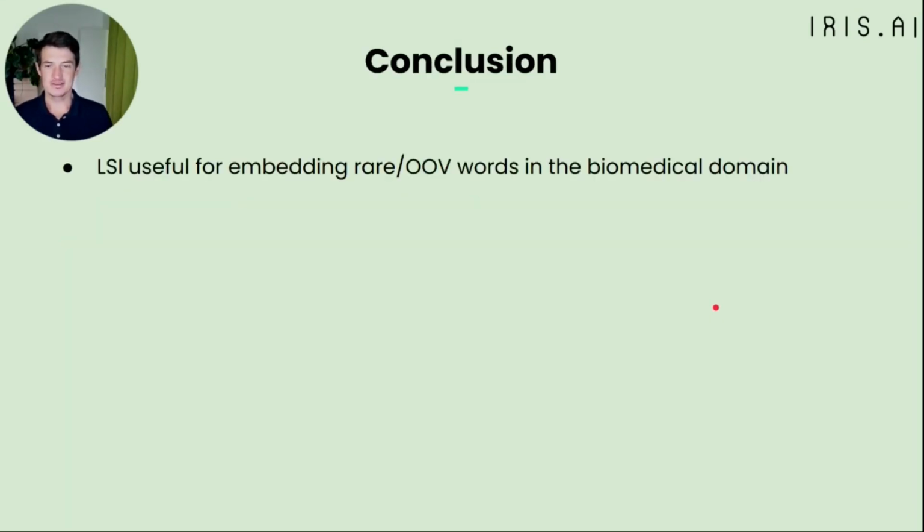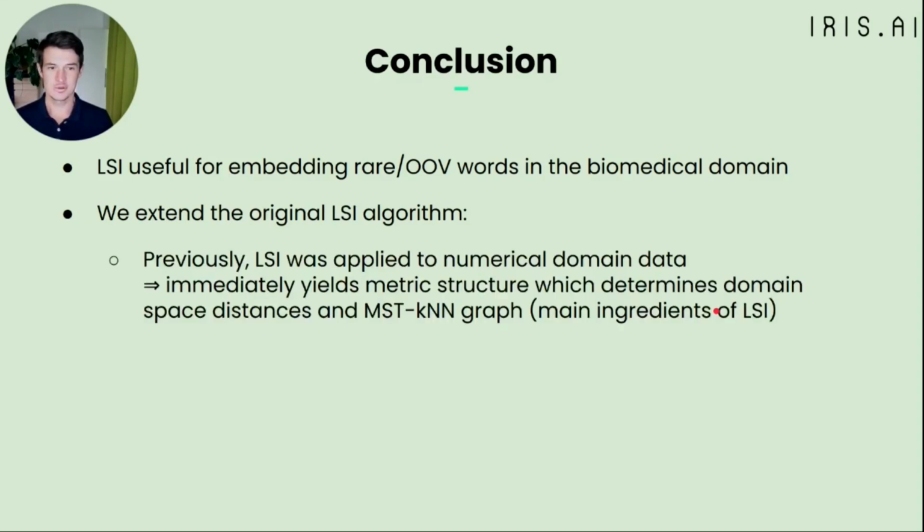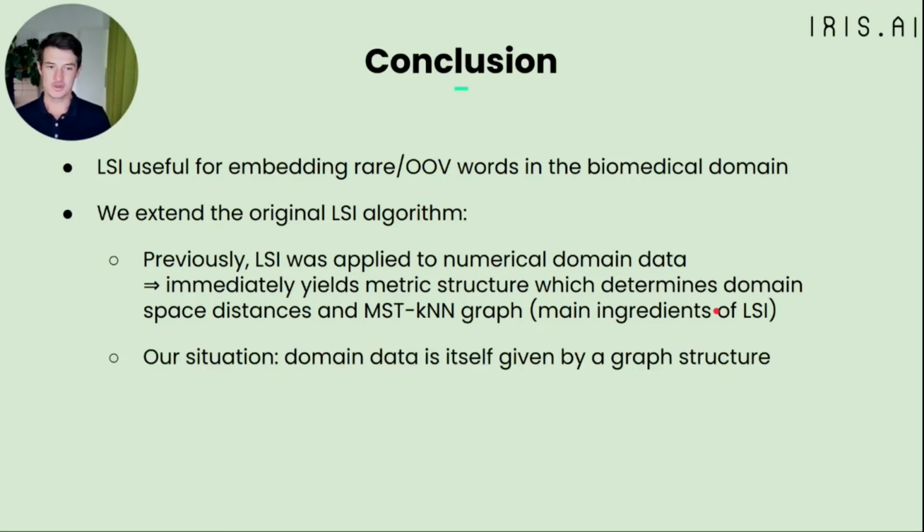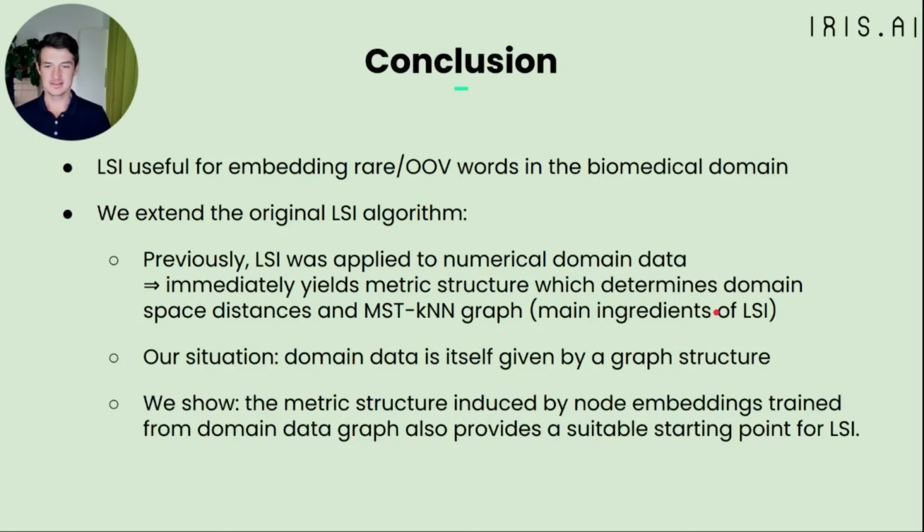In summary, we demonstrated that latent semantic imputation is useful for embedding out-of-vocab words in the biomedical domain. We also significantly extended the original LSI algorithm, which was previously applied to numerical domain data, which immediately yields the metric structure required by LSI to infer the KNN MST graph, as well as the pairwise distances, and showed that LSI can also be applied to cases where the domain data is itself given by a graph structure, and that in this case, the node embeddings trained on the knowledge graph can be used as the input to LSI.